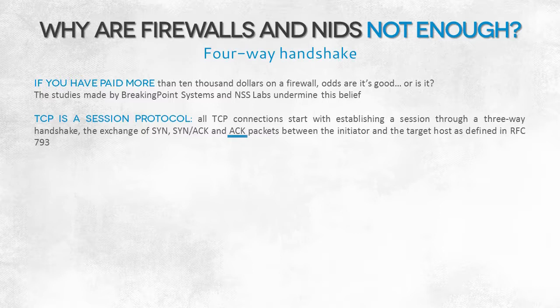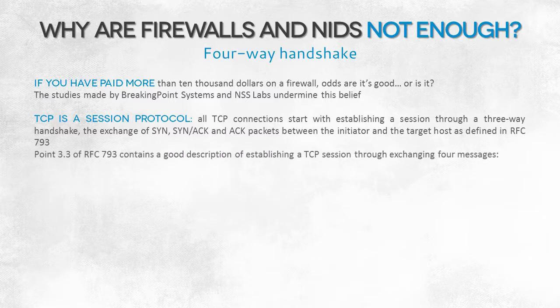At this point, all needed information has been exchanged. Both parties know the sequence numbers. They can now reliably exchange data. In Section 3.3 of the RFC 793, this process is described slightly differently. According to the document, the client, the initiator, sends a SYN packet.